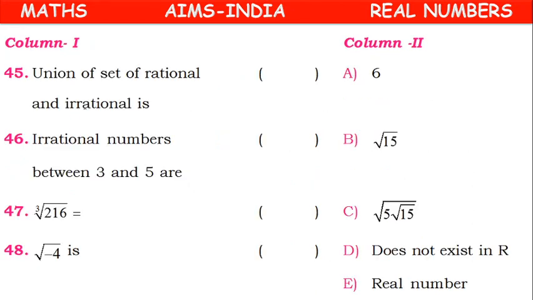Next. The union set of rational and irrational numbers, the combination of both rational and irrational, is a real number. That union set is called the real number set.